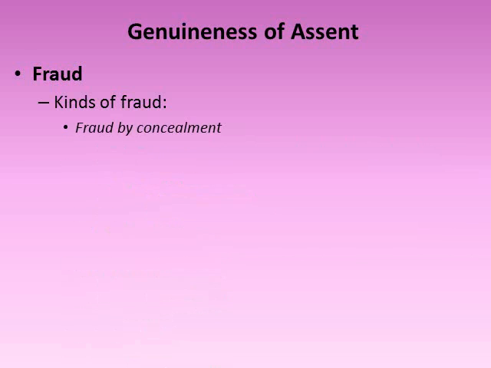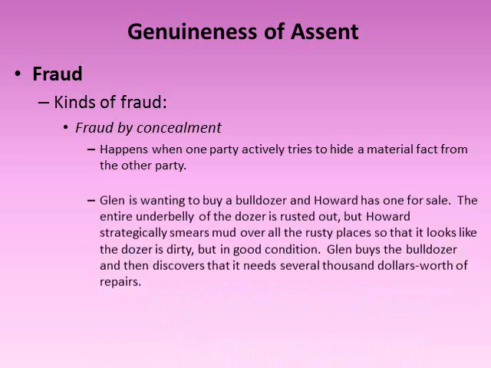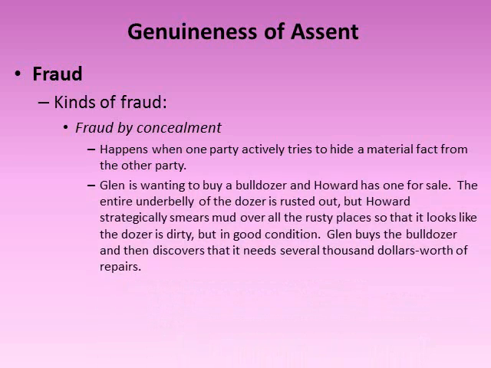Continuing with kinds of fraud, we have fraud by concealment. This happens when one party is actively trying to hide a material fact from the other party. So they're trying to cover up something and they don't want the other person to know. For example, Glenn is wanting to buy a bulldozer and Howard has one for sale. The entire underbelly of the dozer is rusted out, but Howard strategically smears mud all over the rusty places so that it looks like the dozer is just dirty, but it's in good condition. And Glenn buys the bulldozer and then discovers that it needs several $1,000s worth of repairs.